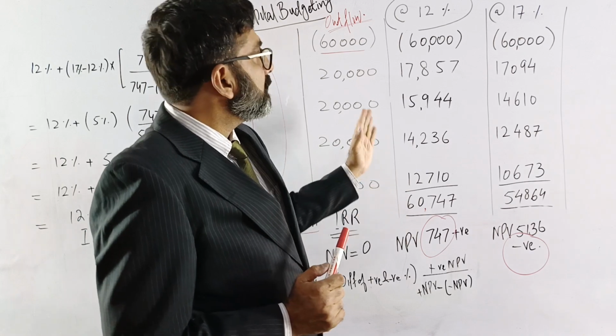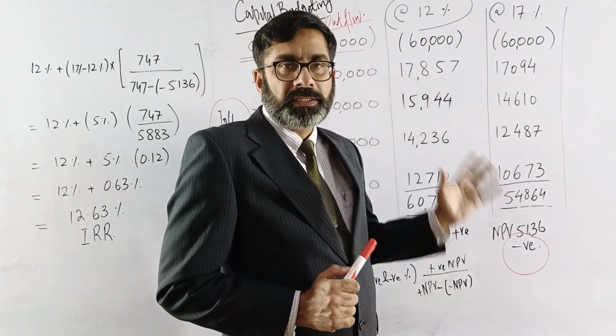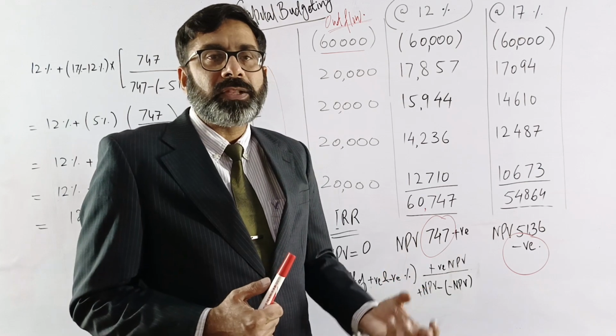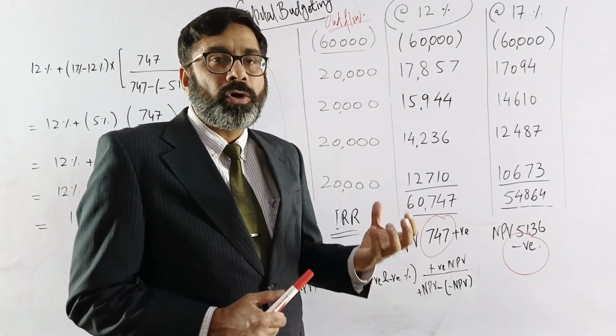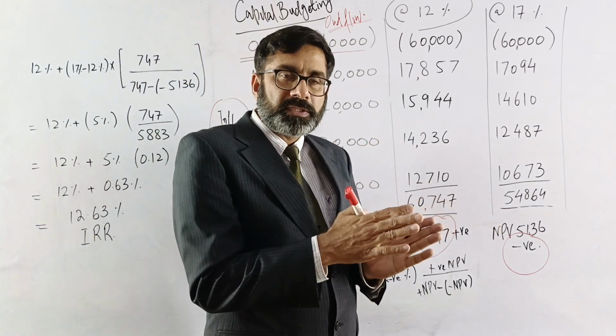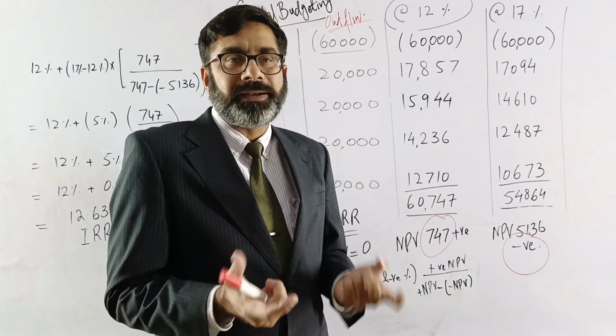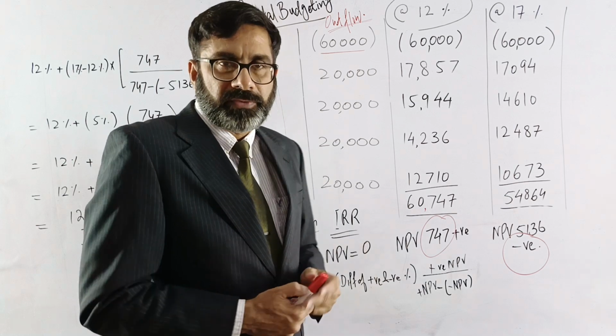This means this project is giving more than 12% but less than 17%. So now we have to calculate exactly how much this is giving. We have a rough idea now: it is more than 12% and less than 17%. But how much exactly is the internal rate of return we are getting?